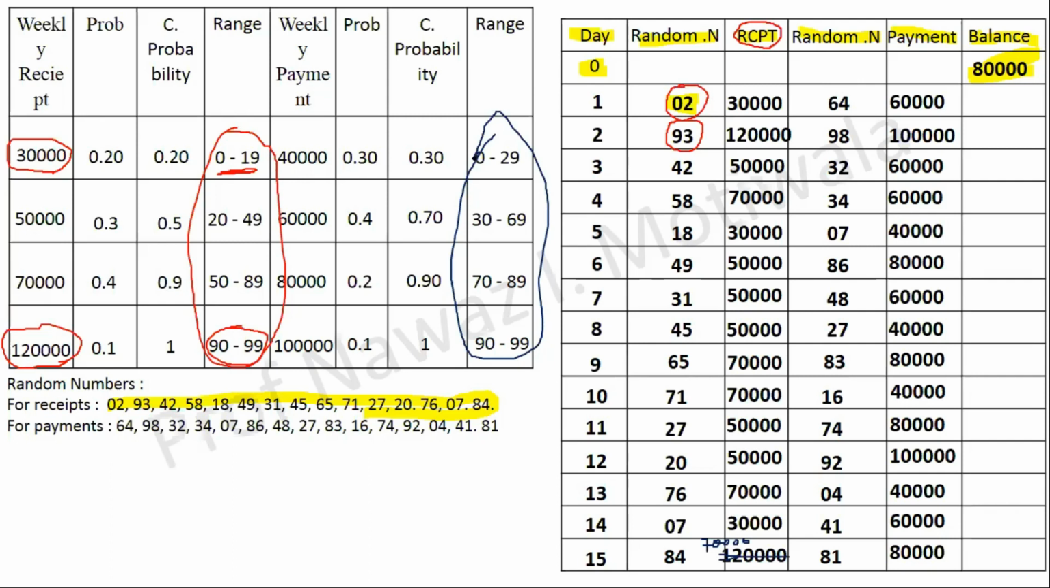Okay. Now let me take over for the balance side. It's again purely a matter of logic.